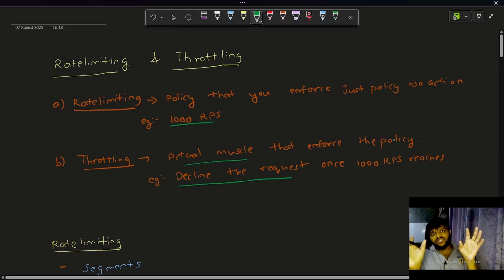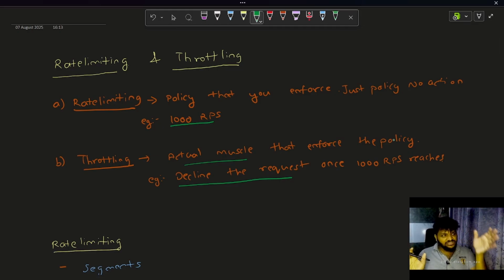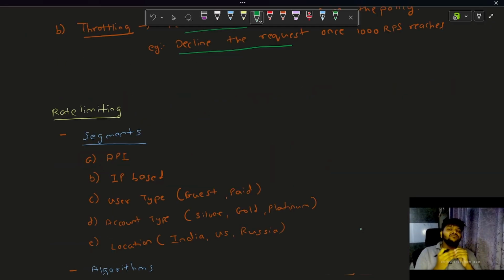So the difference between rate limiting and throttling: rate limiting is setting the policy, that this many requests should be allowed. If one pod can handle 1000 requests, and you have 10 pods, you would be saying only 10,000 requests per second I would be allowing, not more than that. If I am getting more requests than that, I would be throttling them, that is, declining those requests.